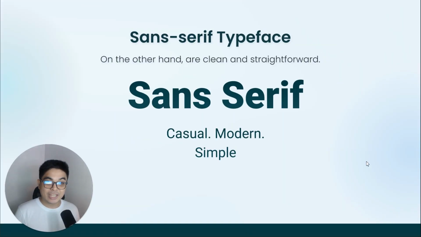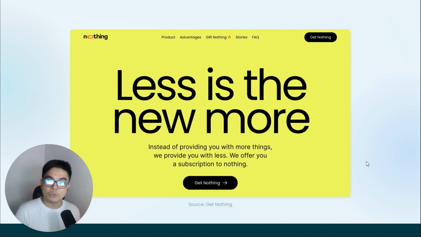Next is sans serif typeface. On the other hand, are clean and straightforward. So basically, when you say sans, it means without tails siya compared sa serif kanina. Ang personality naman niya, it is casual, modern, and simple. We do have another example here. Yan. So we have a website, nothing. Yan. So get nothing yung source natin. So kung mapapansin nyo, meron siyang ginamit dito na sans serif typeface. As you can see, if you're going to compare that with the serif typeface, wala siyang tails sa characters.